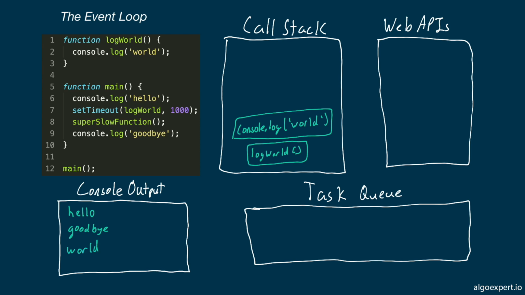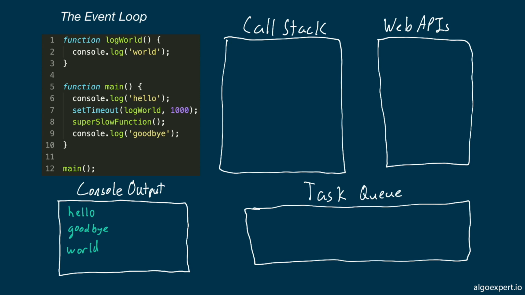Then we can remove console log world from the call stack, and the logWorld function would be over as well, so we can also remove that from the call stack. And with that, our code execution would be complete because there is nothing left in the call stack or in the task queue. So I hope this illustrates why it's important to avoid functions like the super slow function that could block the call stack and thus end up blocking the entire event loop from continuing.